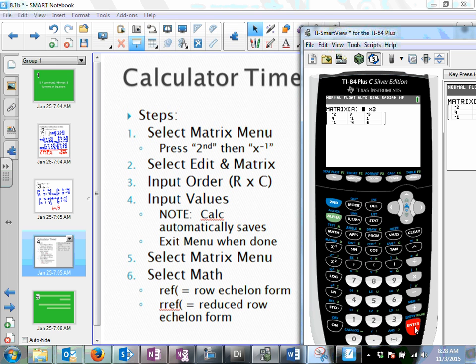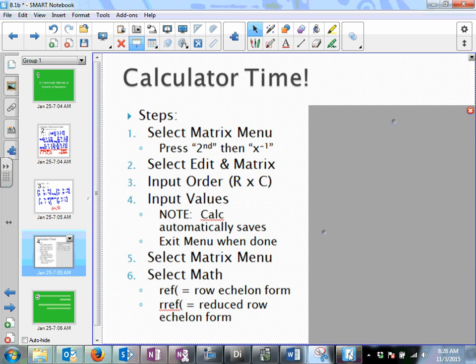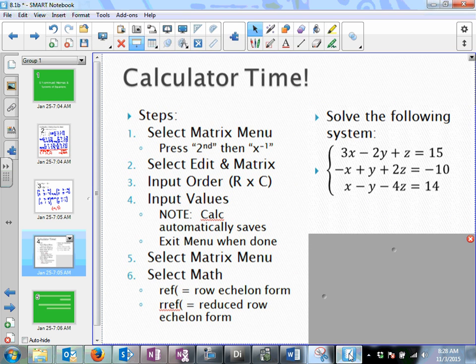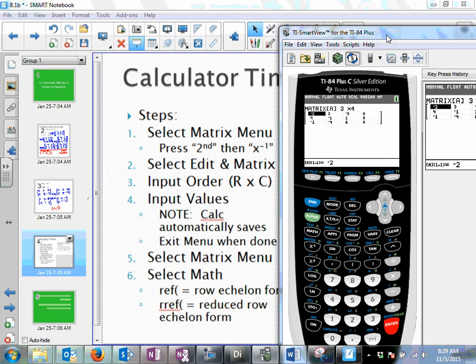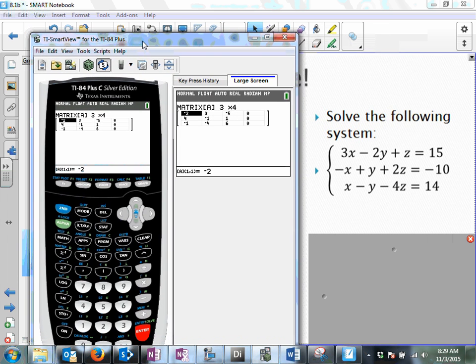So now, if we're going to solve this system of equations, what would the order of our matrix need to be? It needs to be 3 rows by 4 columns, right? So 3 by 4. Okay? And so then your calculator is going to give you a matrix for you to put numbers in. Okay, so I'm going to move this over here now. So you can see that.